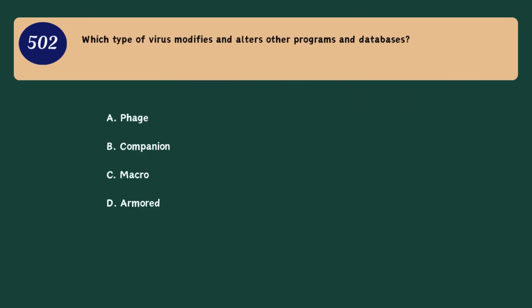Question 502. Which type of virus modifies and alters other programs and databases? A. Phage. B. Companion. C. Macro. D. Armored.